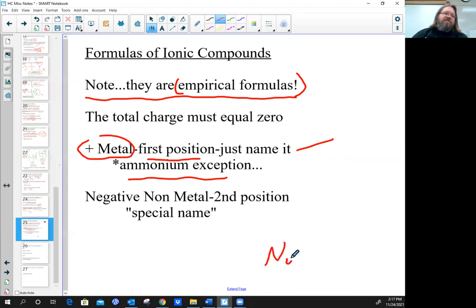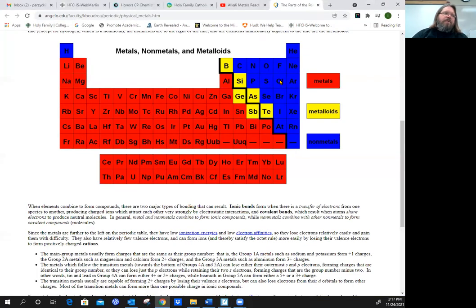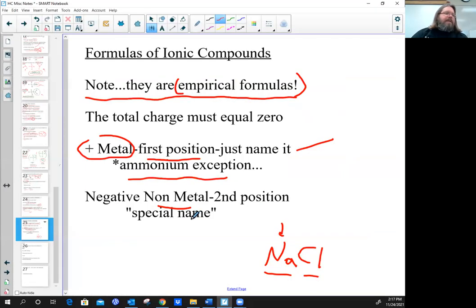So let's just stay with this example of sodium chloride that we're riding with here. Sodium is a metal. It's in that first position. We just say sodium, okay? In the second position, we've got chlorine, and that's a non-metal. Chlorine's over here, sodium's over here. Sodium is a metal in the red section; chlorine's in the blue section, okay? Back to my screen. It has a special name. It's not sodium chlorine, chlorine becomes chloride.